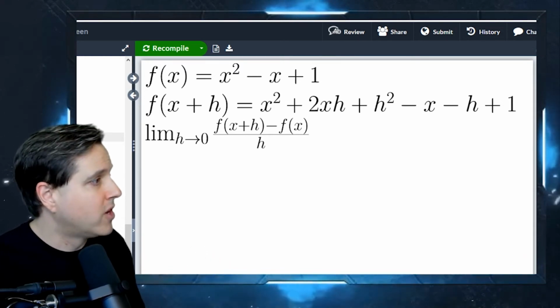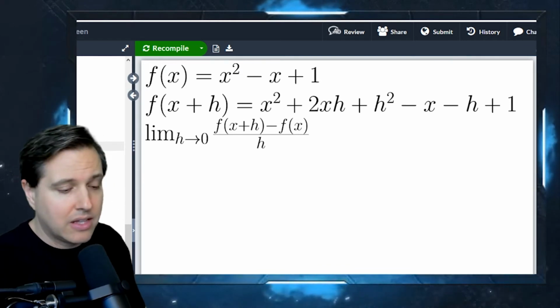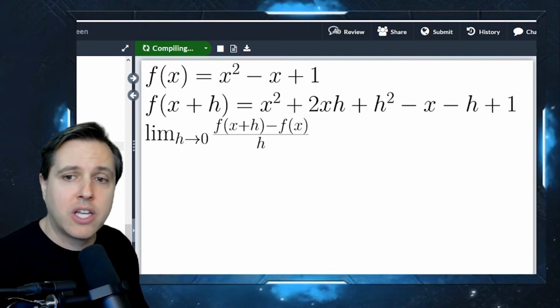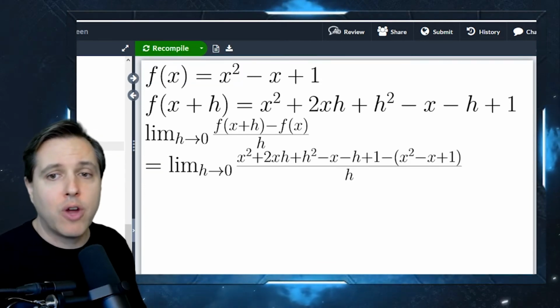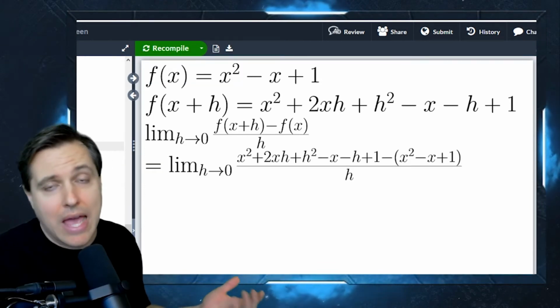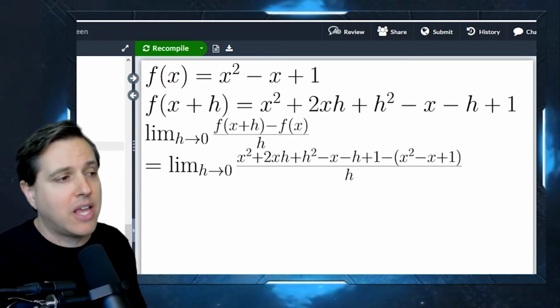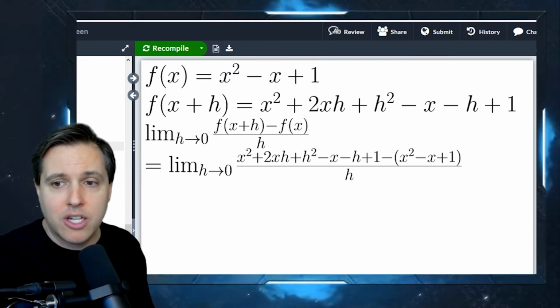Everything looks good. So now what we're going to do is take that limit of the difference quotient and plug in the values for our particular problem. We've already figured out the numerator because we've got our f of x, that we had to do to get started with the problem. We've calculated the f of x plus h, and I've now put them into the difference quotient.